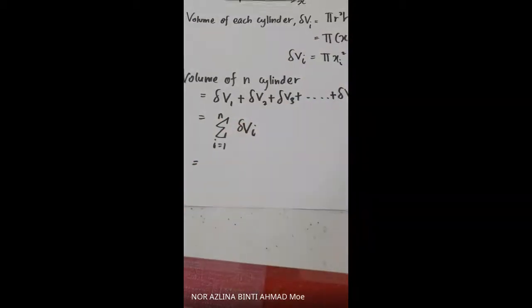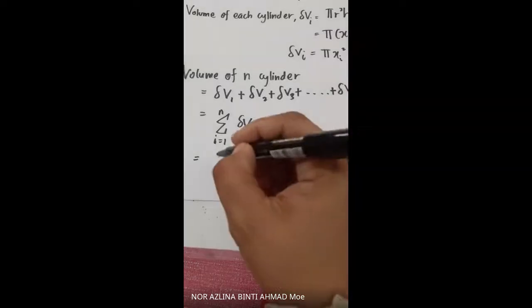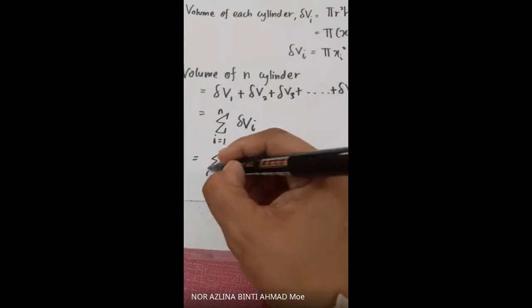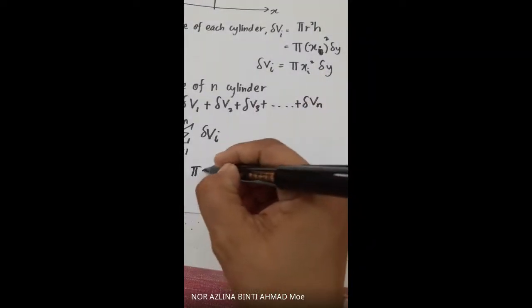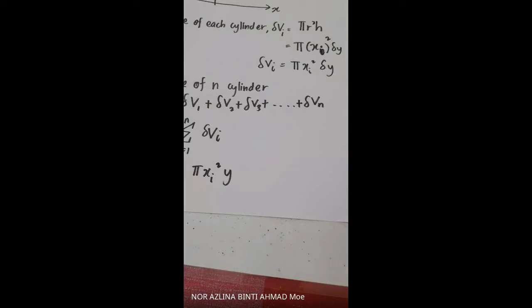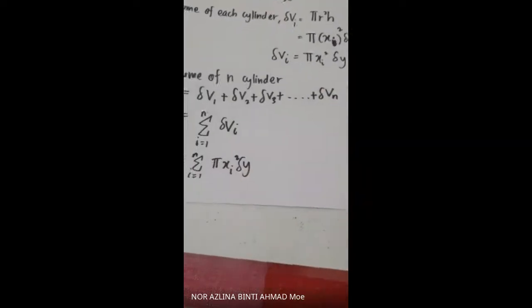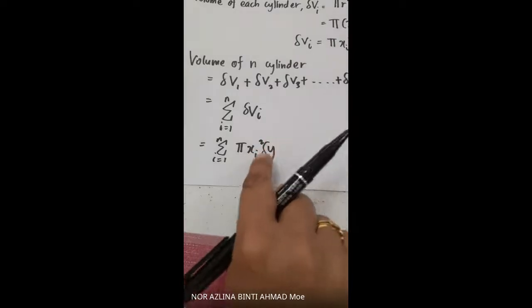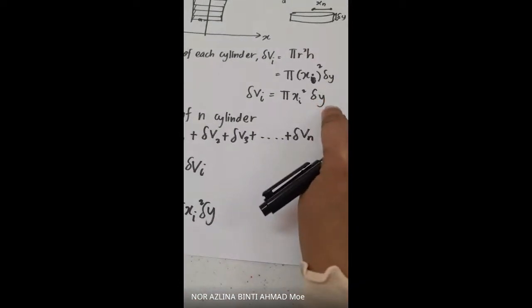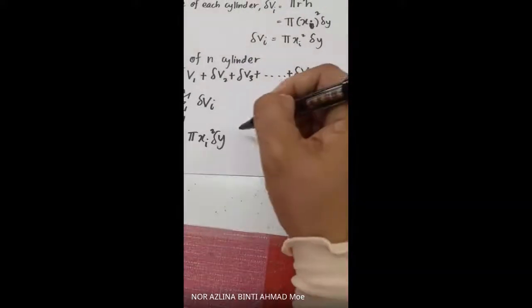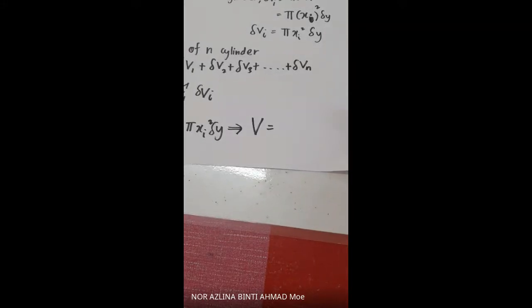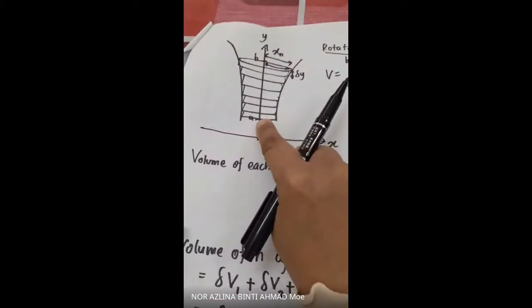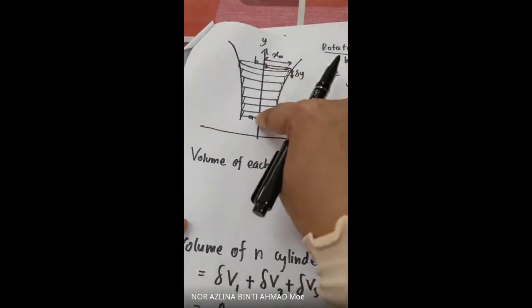And this is equal to summation from I equal to 1 until N. Delta Vi, just now, delta Vi is pi Xi squared delta Y. Pi Xi squared delta Y, we get from volume of each cylinder just now. So, we can do conclusion. Volume equal to, okay, this is the first cylinder until n cylinder. So this is from A until B.